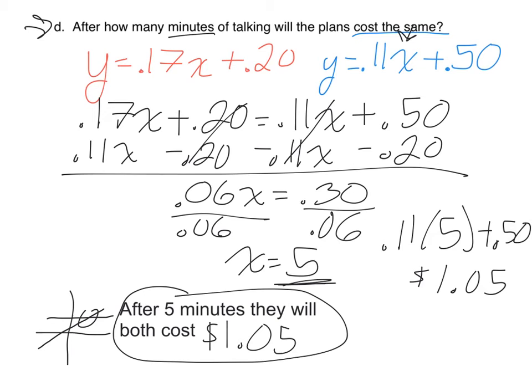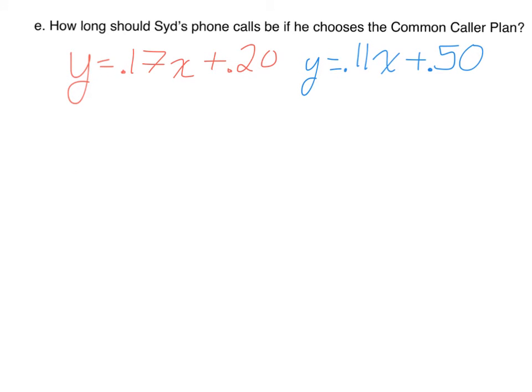Okay? And then the last piece here, which you will ask, is how long should the phone calls be if Sid chooses the common caller plan. So remember, this is the common caller plan, okay? And we want to know when they change. Well, we kind of already just talked about that, right? And so there's a couple different things we want to look at. I'm going to show you graphically, and I'm going to show you with a table to see whichever one clicks with you and makes the most sense, okay?